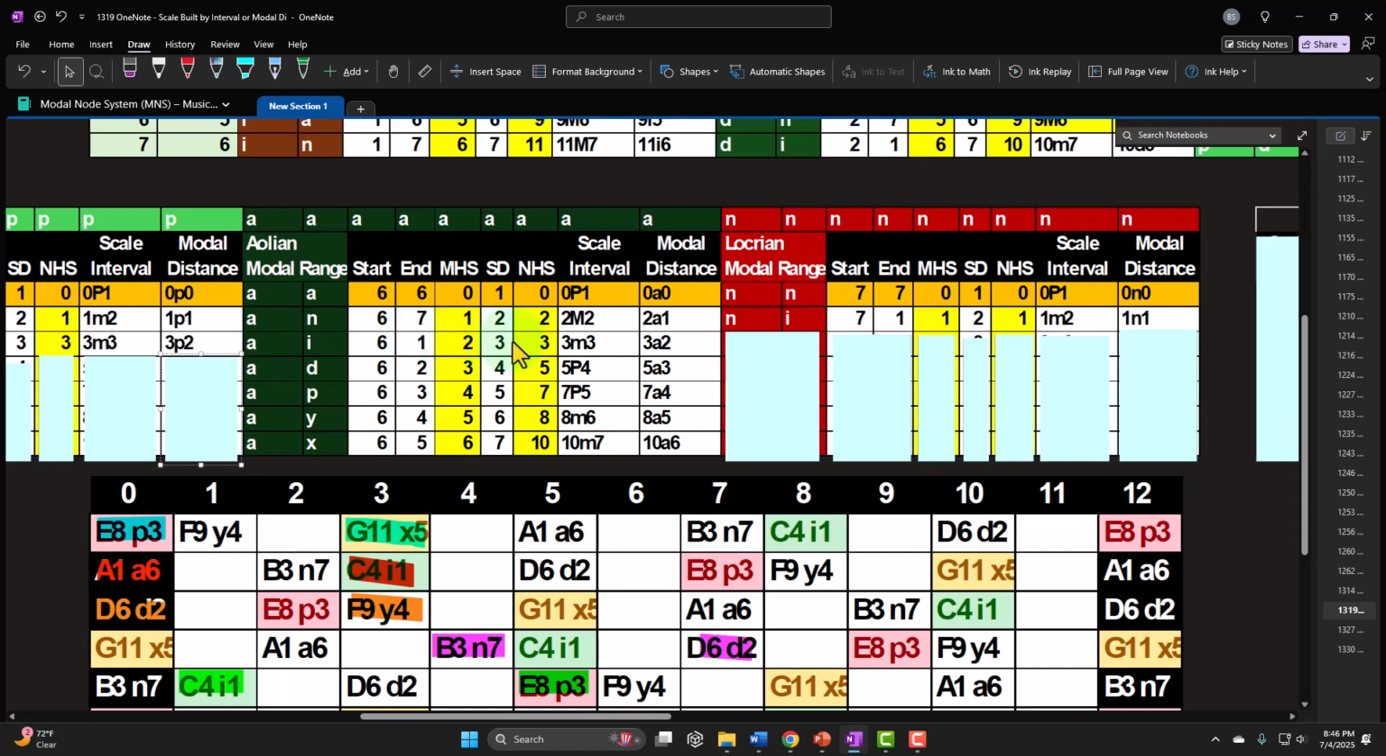3rd scale degree, therefore, notes up are 3. 3 notes away, minor third. I'd rather call it a 3-note away from the Aeolian node, second modal half step.